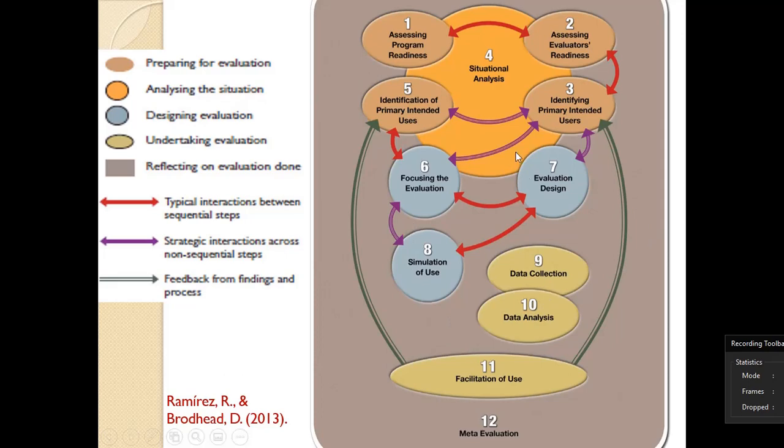Okay, so the directions of the arrows, for instance: the red arrows show you how the interactions are done between the sequences, but the purple directions show the strategic interactions across non-sequential steps. Non-sequential steps meaning that it doesn't have to appear when a certain step has already happened. And then the facilitation of evaluation feeds back to the users and the uses of evaluation. So it is as simple as how Ramirez and Broadhead have put it across. For more details on explanation of each step, you can visit Ramirez and Broadhead. I've provided that document, you can read through.